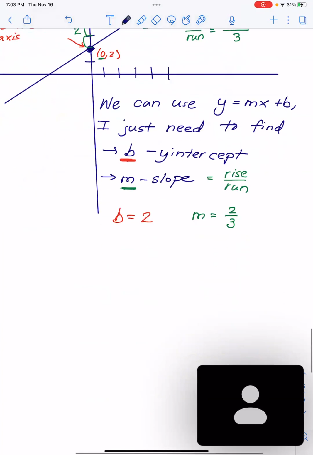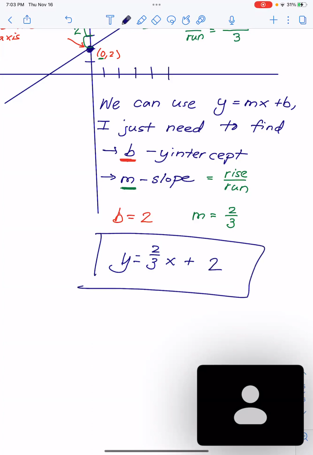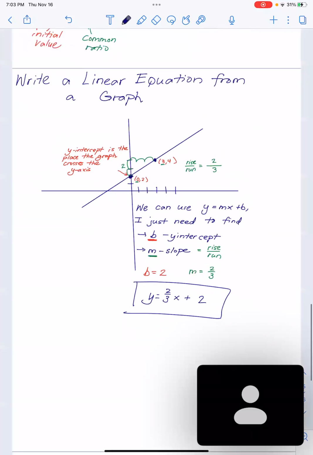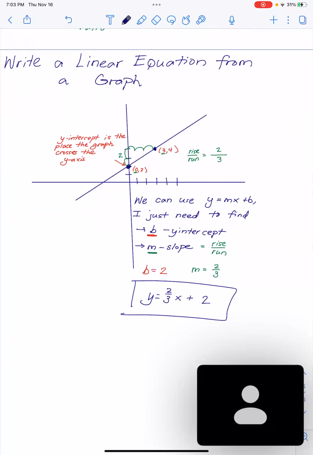So how does all this stuff translate to an equation? Well, again, I just need to plug in my pieces. I have y equals mx plus b. Well, my m, I just discovered, is 2/3. And my b is 2. So that's it. All I had to do. Took an already graphed line and figured out what the equation is.